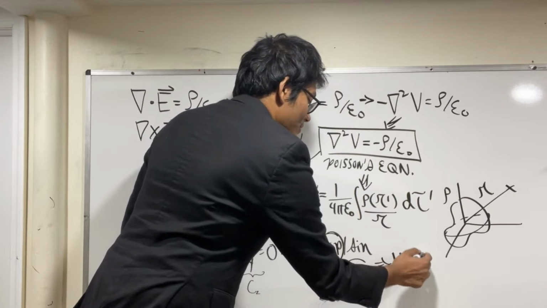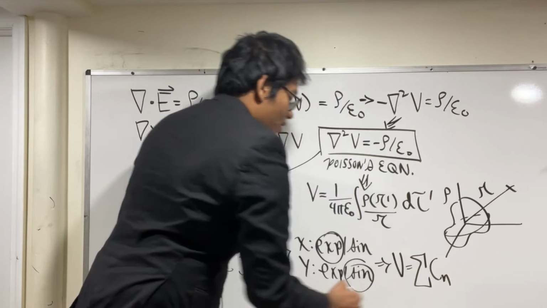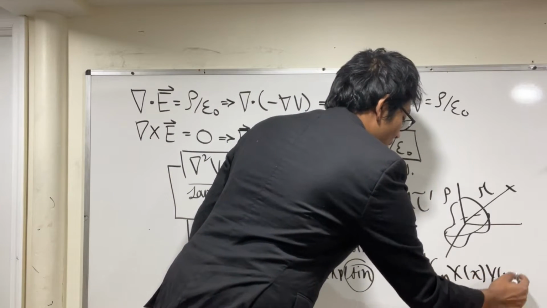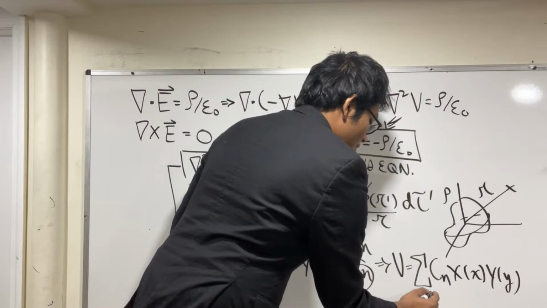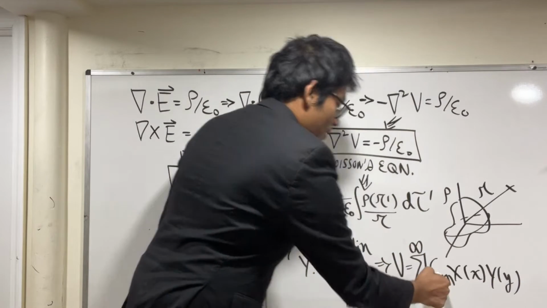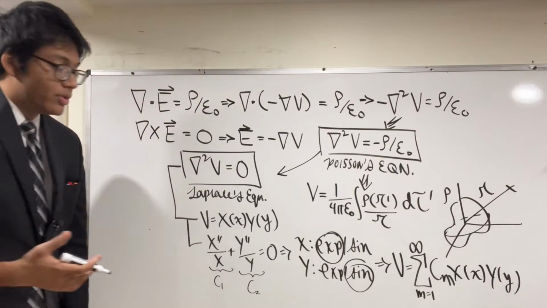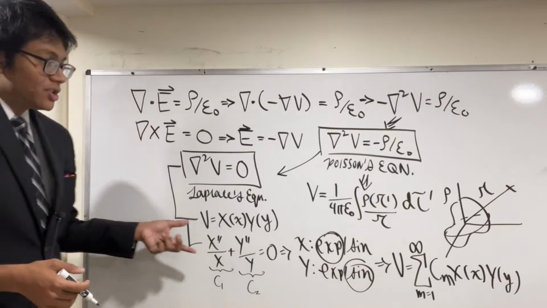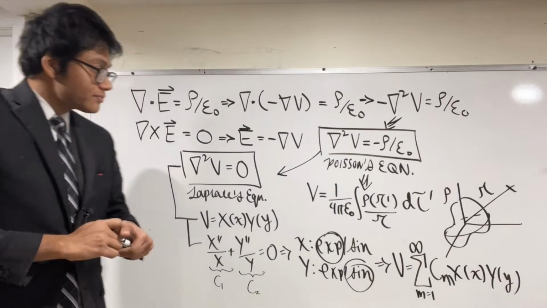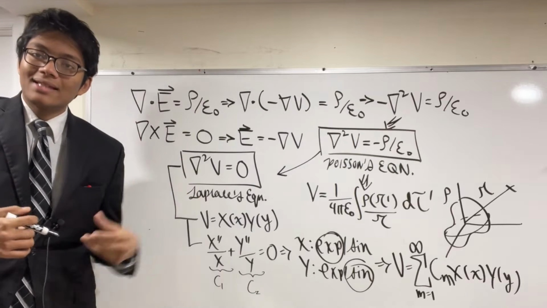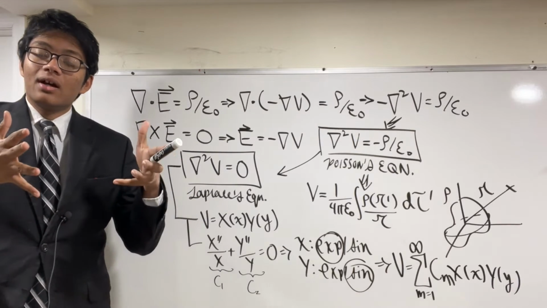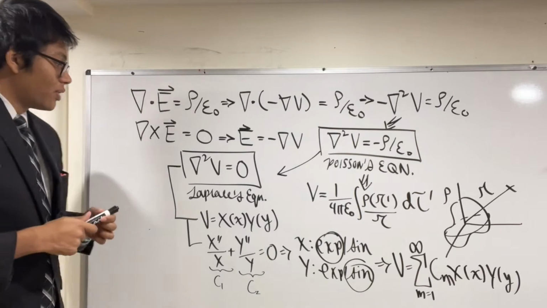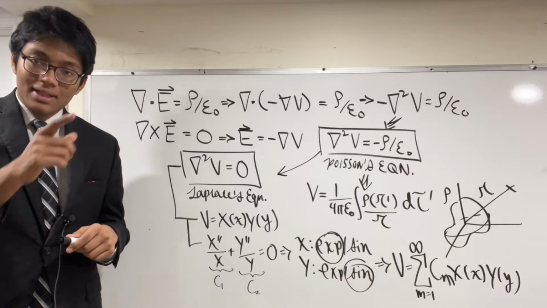V is some linear combination of these two functions, X of x and Y of y, whatever they may happen to be, from m equals 1 to infinity. And this is the expansion coefficient, which we would determine using Fourier's trick afterwards. So that was the whole procedure for the rectangular Laplacian. In the last episode, we saw how to solve for the electric potential in the spherical Laplacian. So how do you solve Laplace's equation in spherical coordinates? Let's check that out.